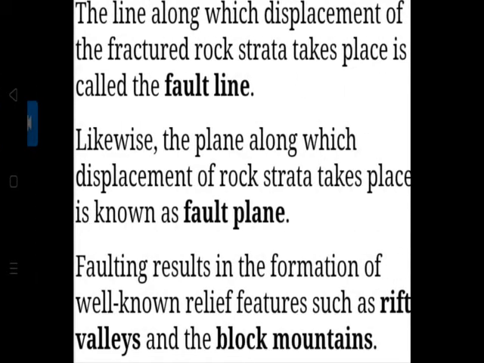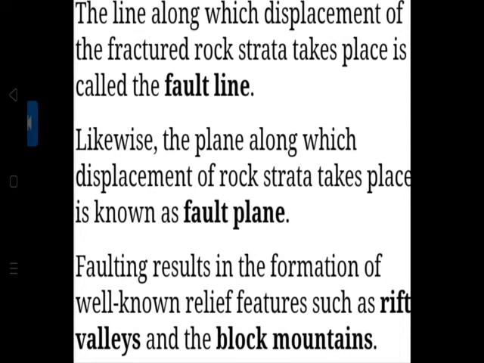The line along which displacement of the fractured rock strata takes place is called the fault line, from where it begins. Likewise, the plane along which the displacement of rock strata takes place is known as fault plane. Faulting results in the formation of well-known relief features such as rift valleys and block mountains.